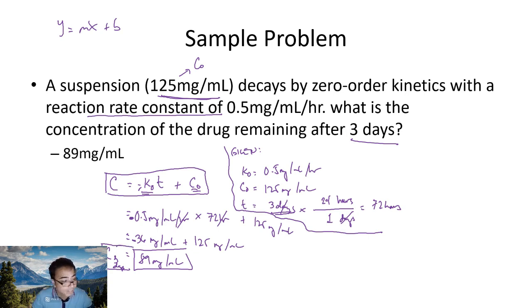Are we clear, class? So, the drug decayed following a zero order process. After 3 days, with a reaction rate constant of 0.5 milligram per ml per hour, the original 125 milligram per ml concentration of the suspension will be reduced to 89 milligrams per ml after 3 days. So are we good? Okay, so that's for zero order reaction.